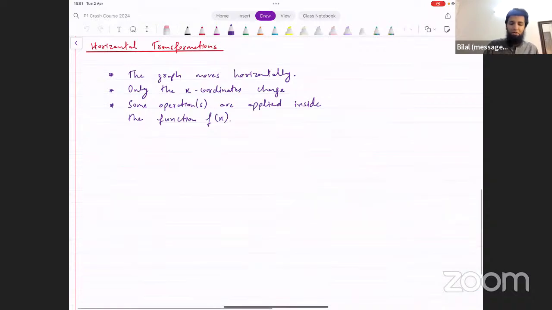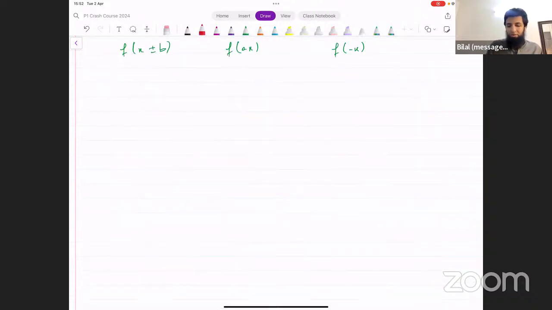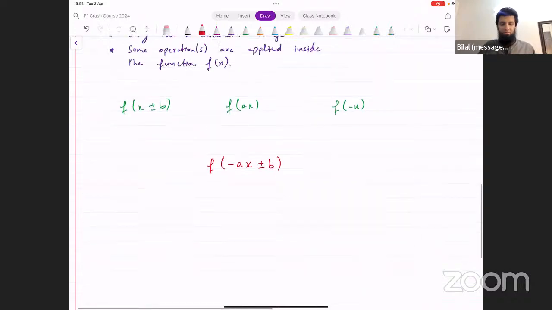Let me now summarize all of this. Horizontal transformations. So you have movement horizontally. You could have something being added or subtracted inside. You could have something being multiplied inside. You could have a negative sign multiplying inside, right? You could have these three different cases. Now, if I were to write them all together, these are three things that can happen. Something happens inside the function. It could either be a multiplication with negative, it could be a multiplication by a number, or it could be something added or subtracted like this. These are three things that can happen. All right.